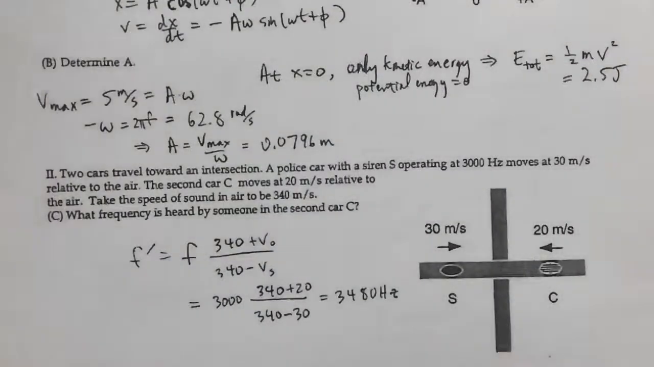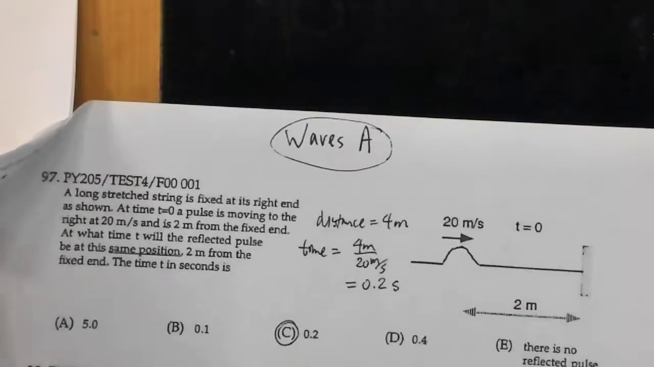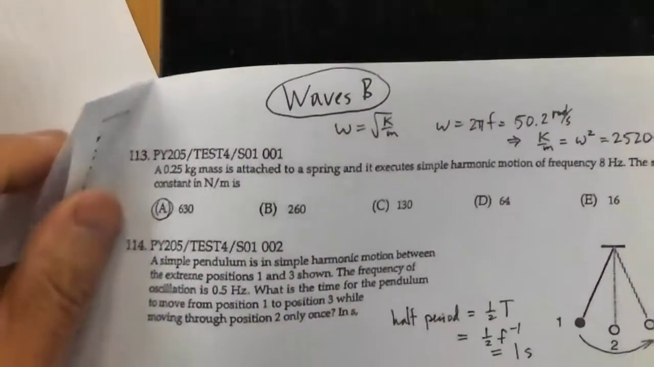All right, then let's go on. That was coming from the Waves A practice problems. Let's do one from the Waves B practice problems. Let's see, I selected 119.